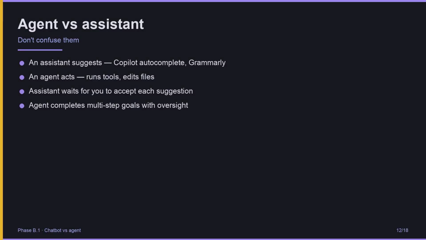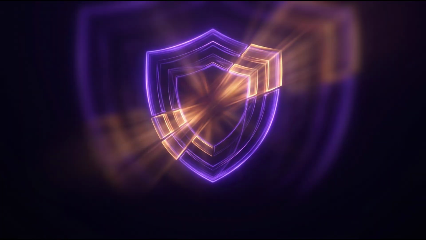There is one more distinction worth making. An assistant is different from an agent. An assistant suggests. Copilot auto-completes your code, Grammarly suggests grammar fixes. You accept each suggestion, one at a time, manually. An agent acts. It runs tools, edits files, completes multi-step goals with your oversight but without you micromanaging every step. Both are useful. They are different categories. OpenCode is an agent, not an assistant. With the right habits, an agent is safer than a human programmer without them.